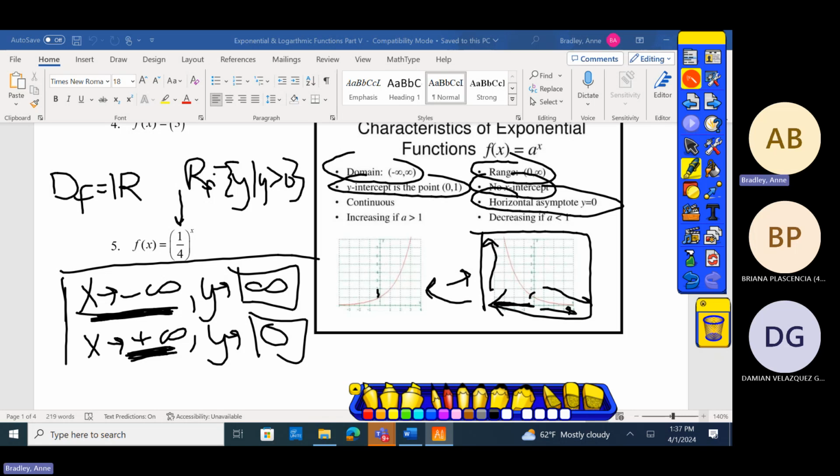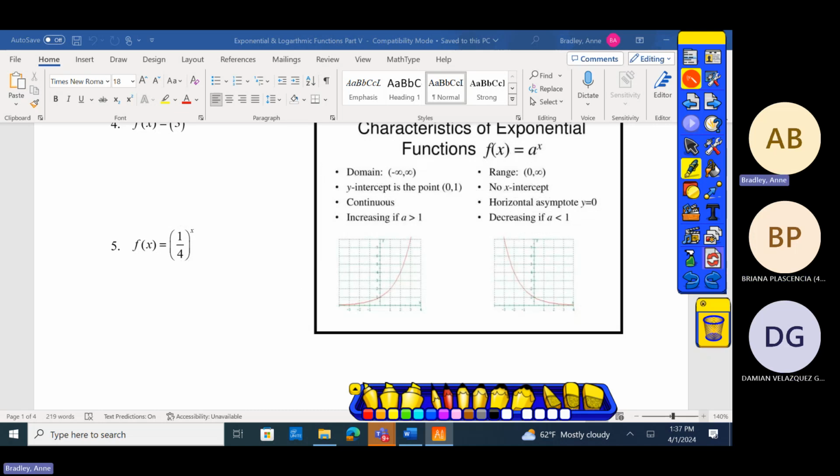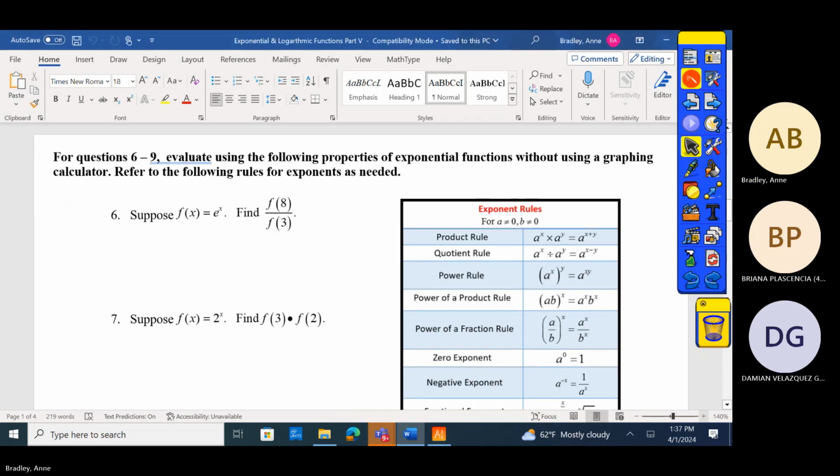Damien and Brianna, as I go through it, does that make any sense? You're welcome to say no. Yes. Yeah, it makes sense. Okay, let's look at the next one.